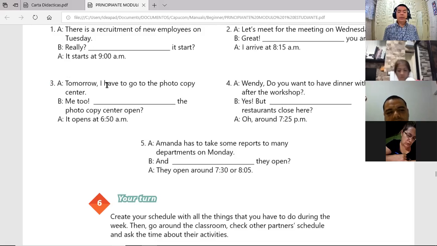Me too. What time does the photocopy center open? Photocopy center open. It opens at 6:50. No, sorry, excuse me. At 6:50. Or you can say 10 to 7. It opens at 10 to 7 a.m.